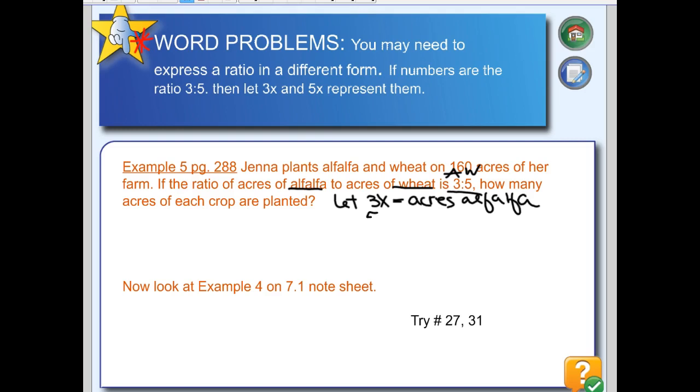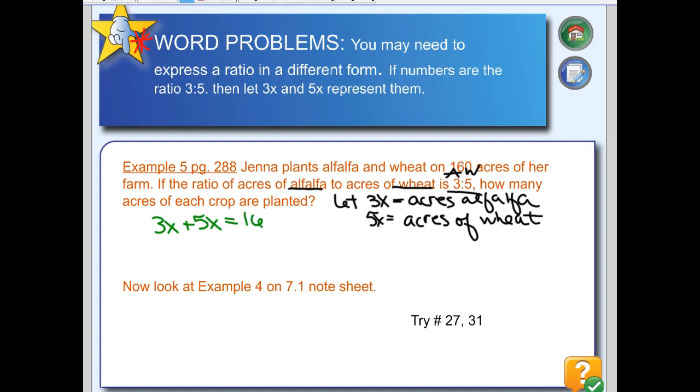And then the 5x goes to acres of, the 5 in the ratio went to, the second word mentioned, wheat. Okay, so there's my let statement. Now let's take that let statement and make an equation. It says if the ratio is 3 to 5, how many acres of each? All right, so we know that she planted 3x of alfalfa plus 5x of wheat. What was the total amount of acres she had on her farm?